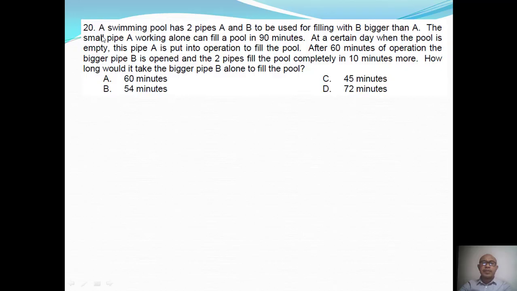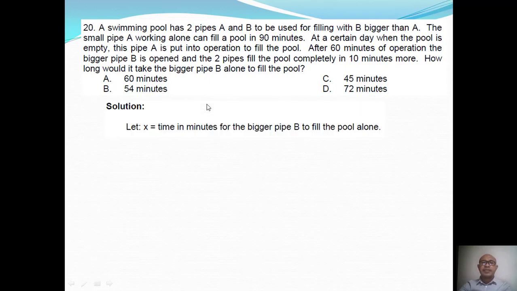Next problem, we have number 20. A swimming pool has 2 pipes A and B used for filling, with B bigger than A. The small pipe A working alone can fill a pool in 90 minutes. At a certain day, when the pool is empty, pipe A is put into operation to fill the pool. After 60 minutes of operation, the bigger pipe B is opened and the 2 pipes fill the pool completely in 10 minutes more. How long would it take for the bigger pipe alone to fill the pool?